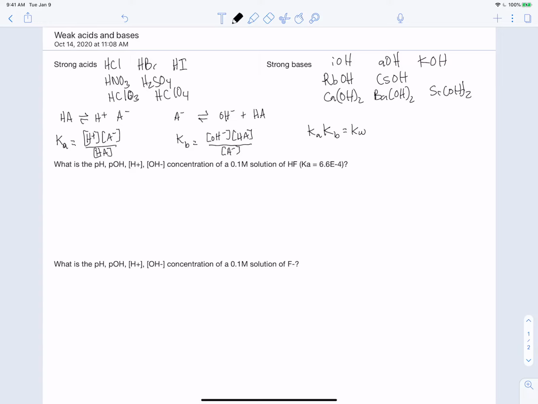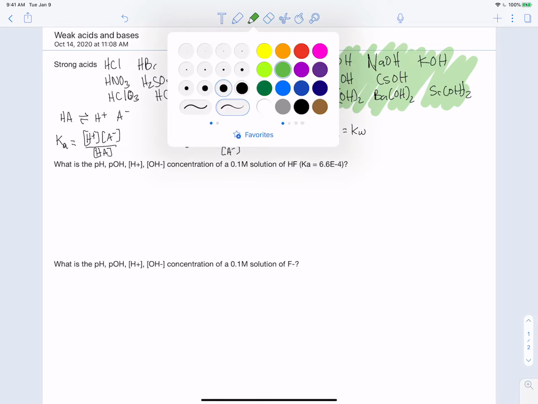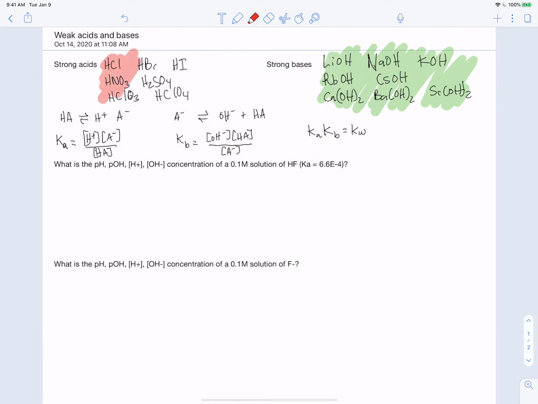Okay, so let's take a look at doing weak acid and base pH problems. So here again, we've got our strong bases up here at the top. And we've got our strong acids over here at the top. And we know that anything not on these lists will be either weak bases or weak acids. And so you'll also notice that we have a couple of other things up here.